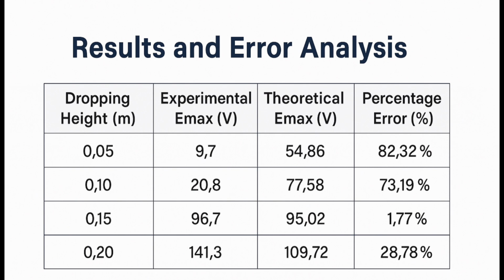As seen here, the error is much higher at lower heights, especially at 5 and 10 centimeters. This is because the multimeter struggles to detect the fast voltage peaks at low speeds. However, at higher heights like 15 and 20 centimeters, the experimental results are much closer to the theoretical ones, confirming the expected square root relationship between height and induced voltage.